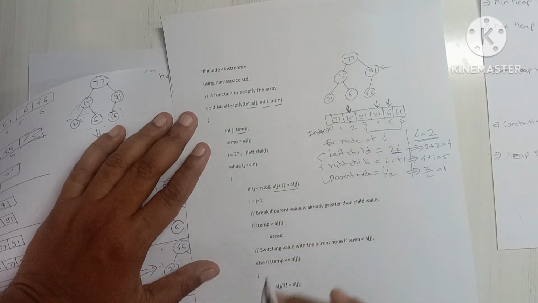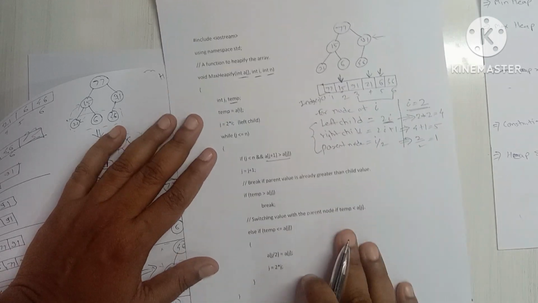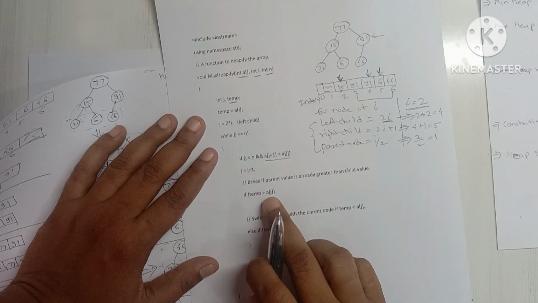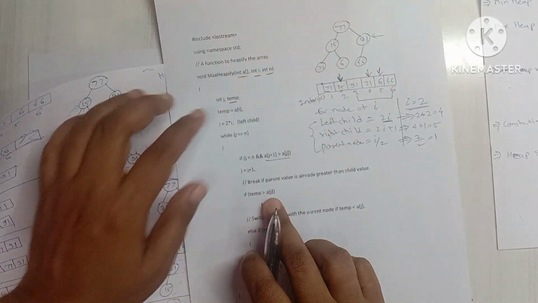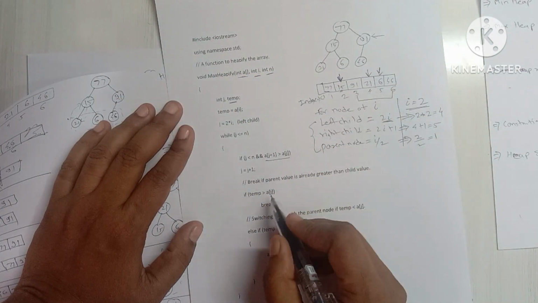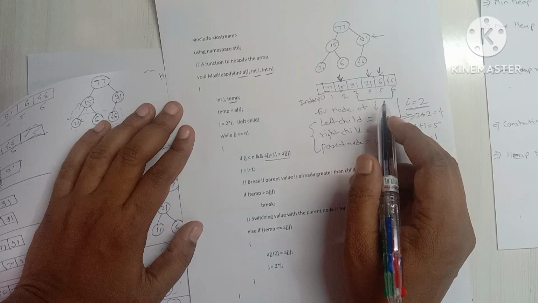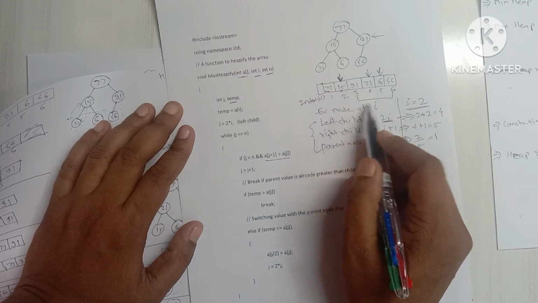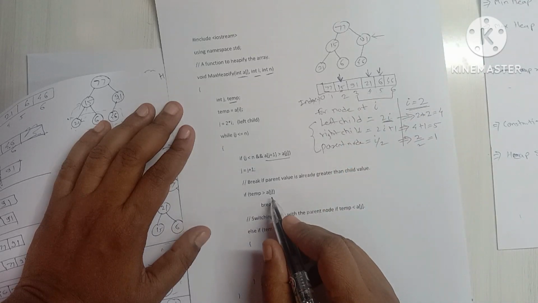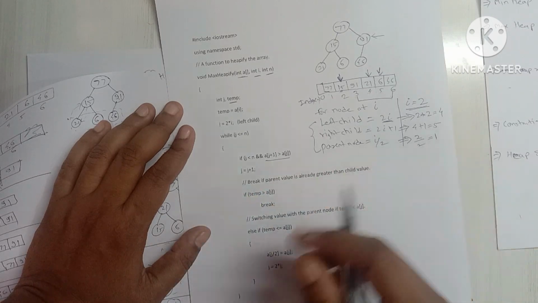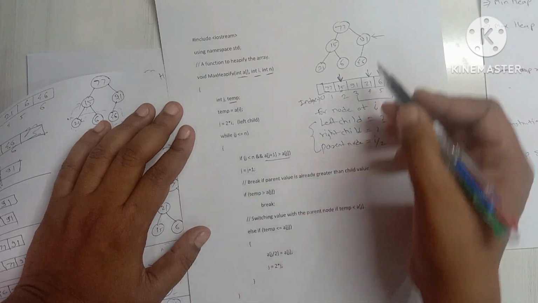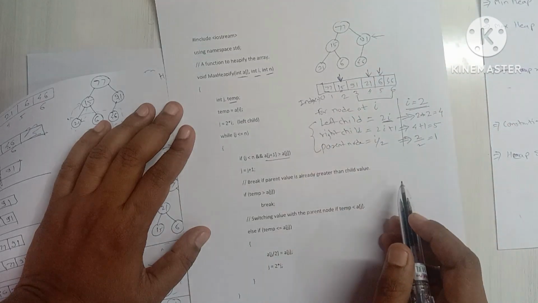And if the right child is not greater, then in that case we will check whether temp is greater than a of j or not. Whatever the jth element is, the left element 46, is 91 greater than 46 or not? If it is greater, then we need to break. We don't have to do anything because it is a max heap. This is a max heap, so no need to do anything.